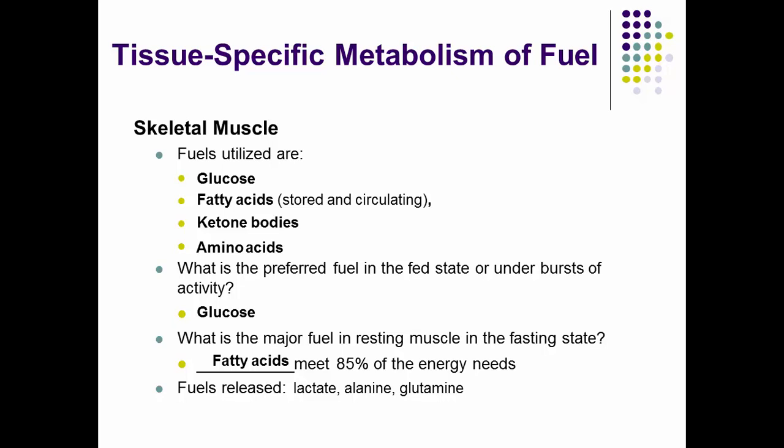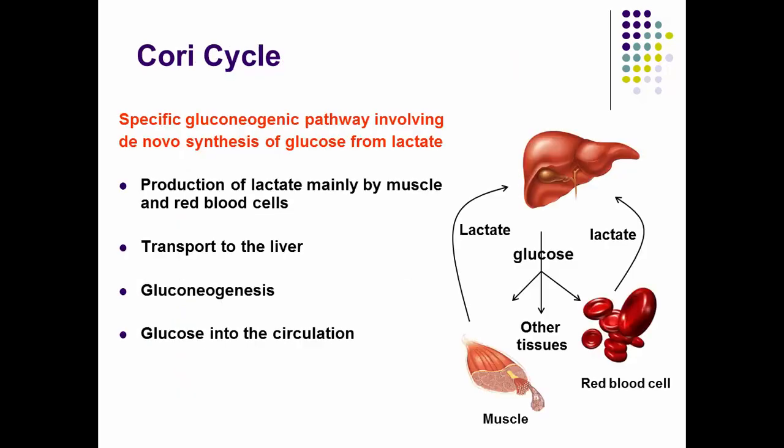And muscle can also release glutamine. Here's a reminder again of the Cori cycle: muscle is a major contributor to the circulating lactate, together with the red blood cells. Lactate is picked up by the liver to make glucose, which is released to the circulation and used by other tissues, including muscle and red blood cells.